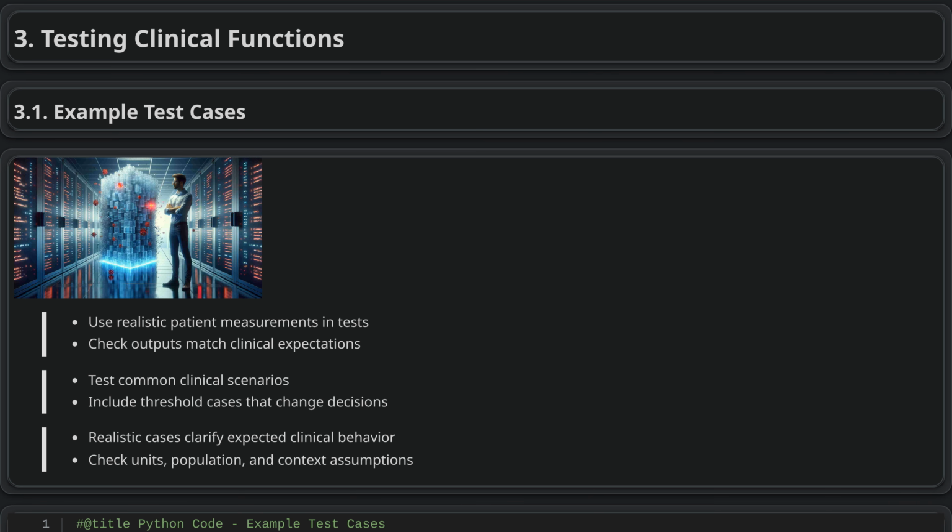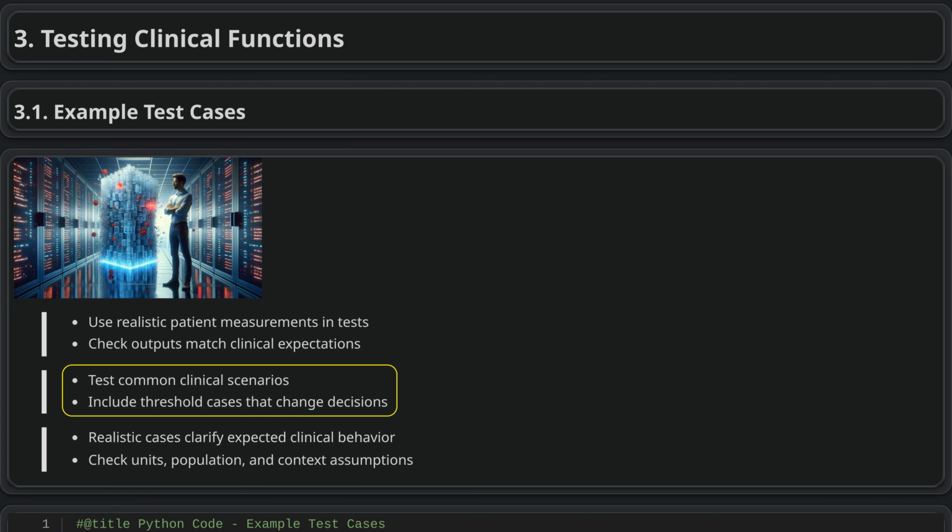Testing clinical functions. Example test cases. Clinical calculation tests should use realistic patient scenarios to confirm that results match clinical expectations. Inputs such as height, weight, and medication dose should reflect plausible adult or pediatric cases rather than arbitrary numbers. Each test case should combine patient data with the calculation and verify that the outcome is appropriate for real-world use.